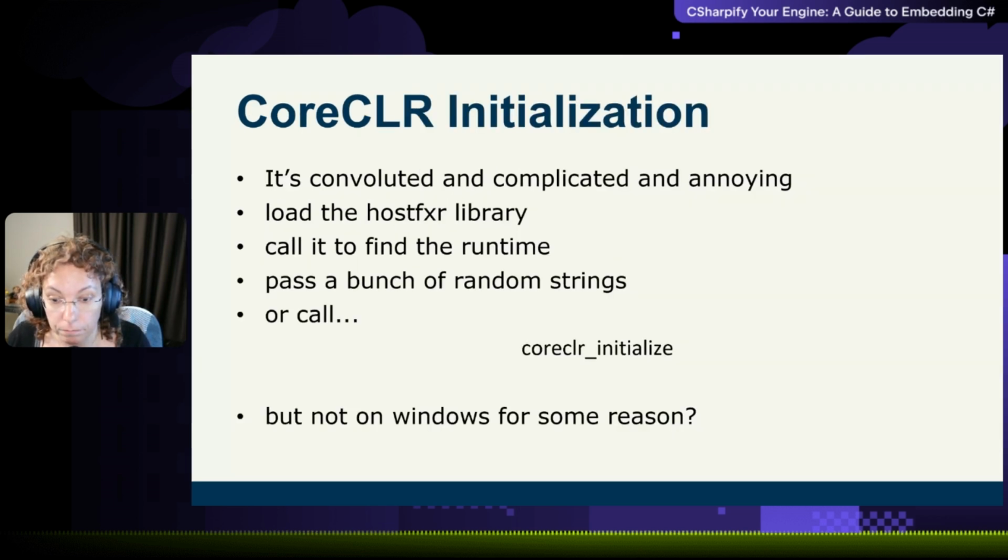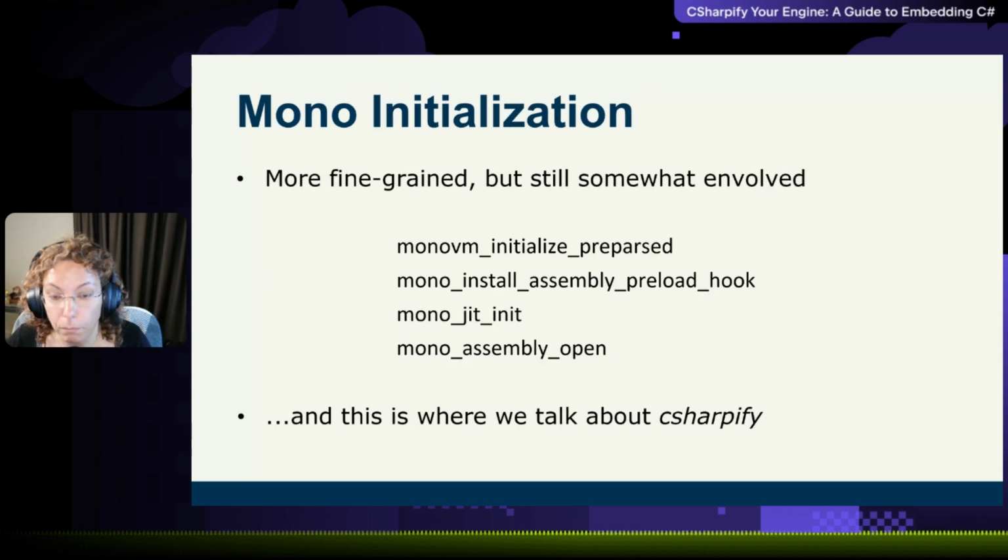The Core CLR initialization on Windows is horrible because it makes assumptions of why would you ever embed anything? Terrible, horrible. It's convoluted and really annoying. The Core CLR non-Windows is one call, coreclr_initialize. Done. No hostfxr, no nothing, just done. For Mono, there's a bunch of different calls that you have to do in order to actually get the setup to go.